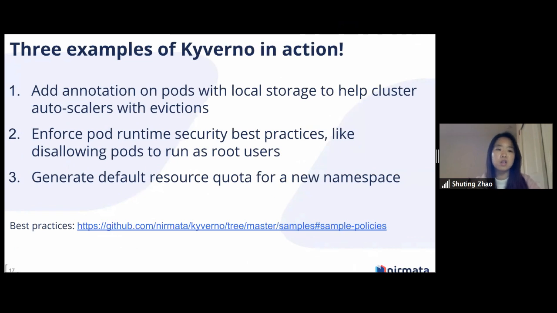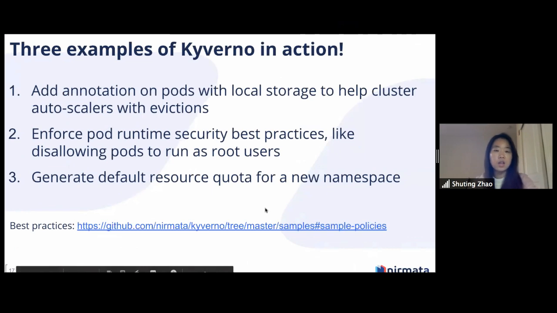Typically, Kubernetes autoscalers do not support evicting a pod which is using local storage. But if you want to make an exception for that, you can use the mutate policy to insert the annotations. Then for the validate policy, I'm going to show you a policy to disallow pods running as the root user. With such a policy, you can enforce your pod runtime security best practices. And then I'm going to show you a generate policy, which is triggered on namespace creation, and it'll create the default resource quota for your namespace.